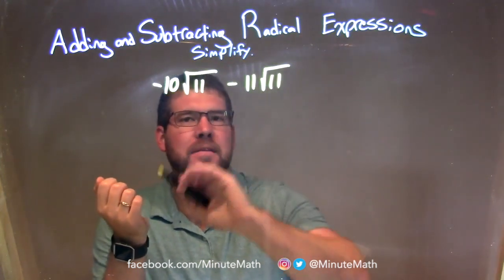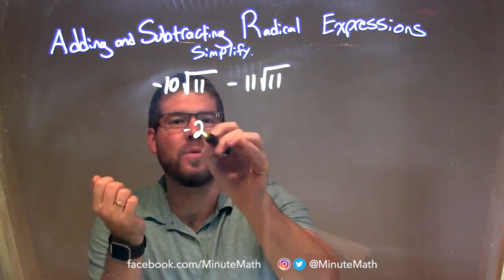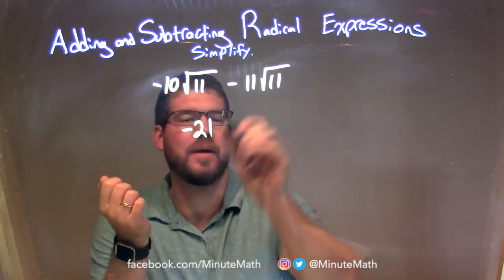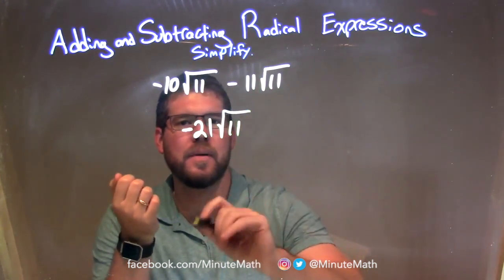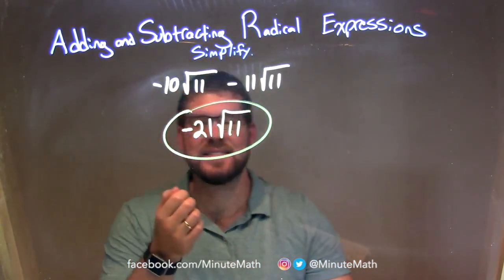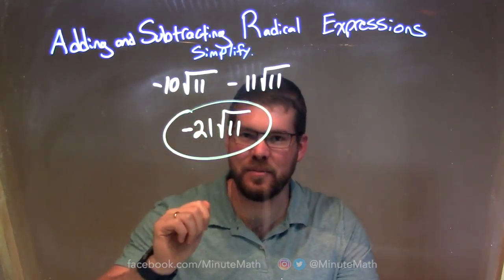Negative 10 minus 11 is like adding a negative 11. So that comes out to be a negative 21. All right, negative 10 minus 11. Then we bring down the square root of 11 right there. And so that's it. Pretty simple. Our final answer here is negative 21 times the square root of 11.